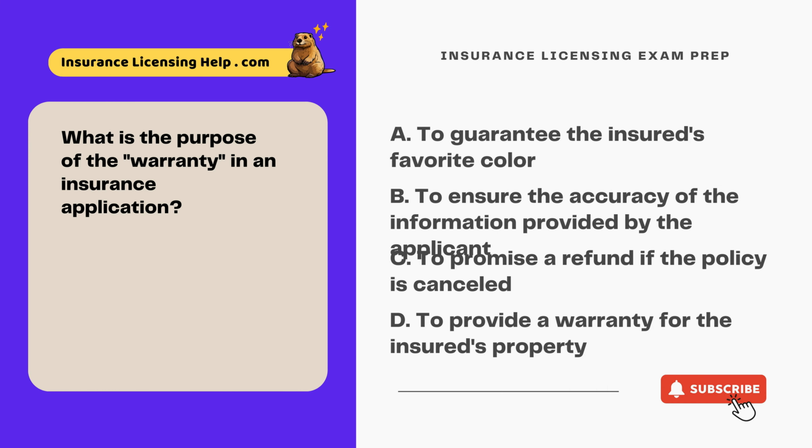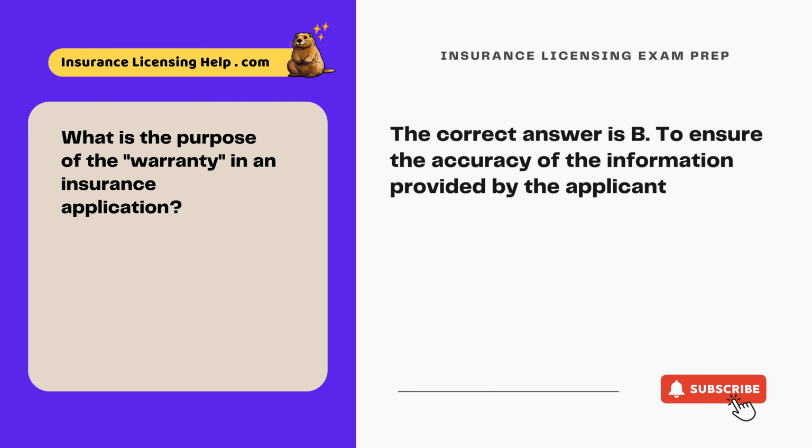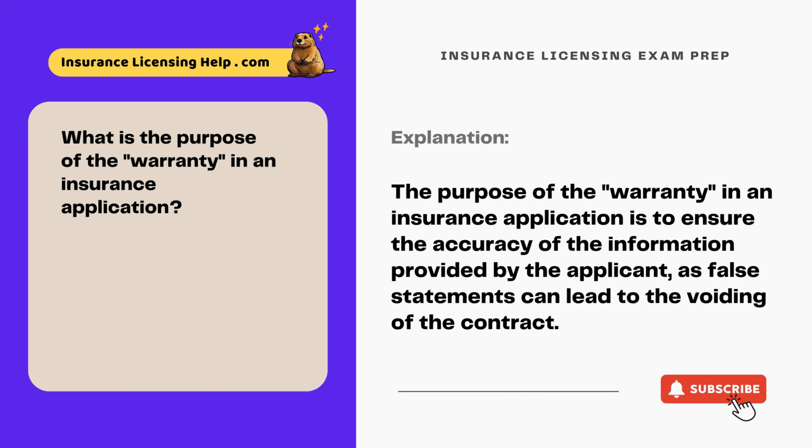What is the purpose of the warranty in an insurance application? A. To guarantee the insured's favorite color. B. To ensure the accuracy of the information provided by the applicant. C. To promise a refund if the policy is canceled. D. To provide a warranty for the insured's property. The correct answer is B. To ensure the accuracy of the information provided by the applicant. The purpose of the warranty in an insurance application is to ensure the accuracy of the information provided by the applicant, as false statements can lead to the voiding of the contract.